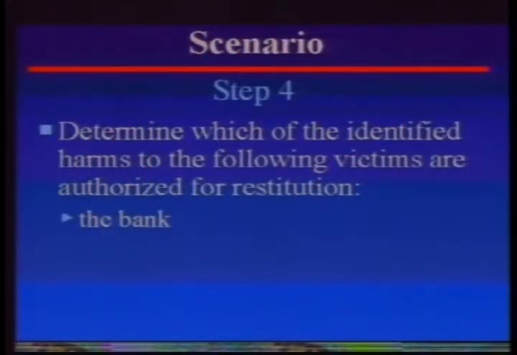Okay. Good. We have some other victims we'll look at and see what the harms were to those victims that are going to be compensable. Tellers A, B, and C. Now, for teller A, we've identified some harms to teller A. Which of those harms are going to be compensable? Who wants to weigh in on that?